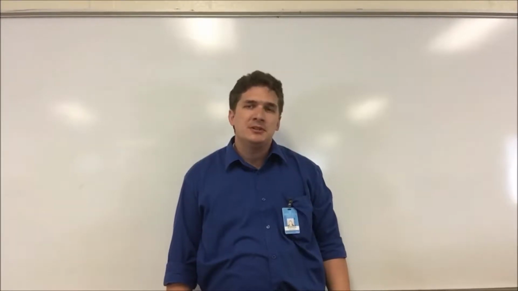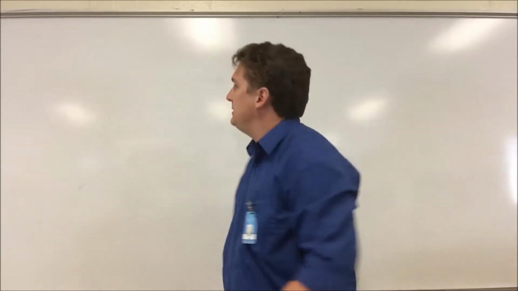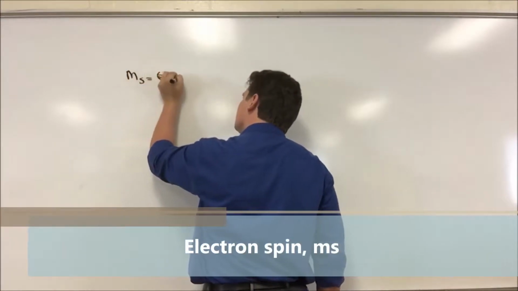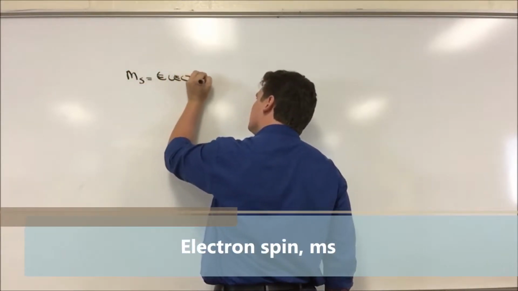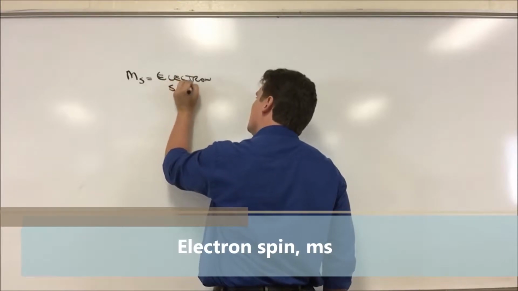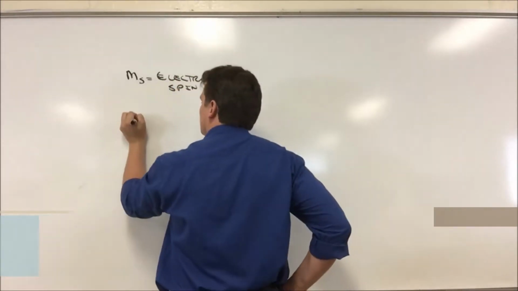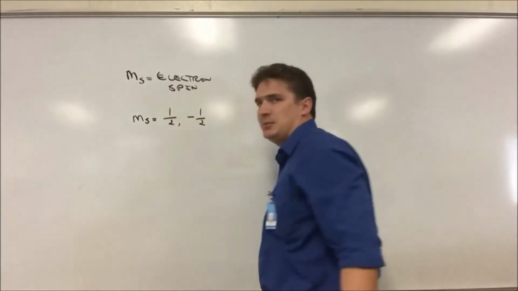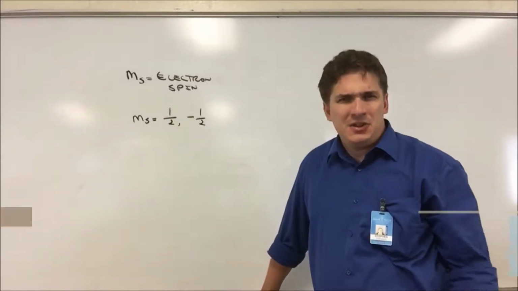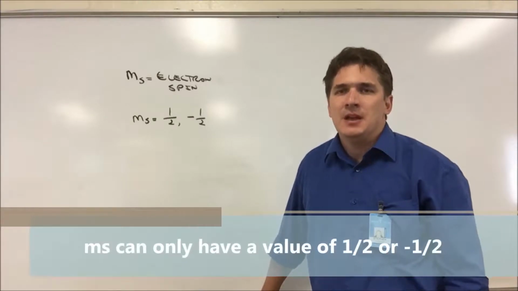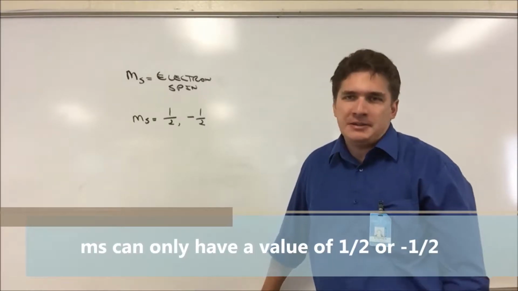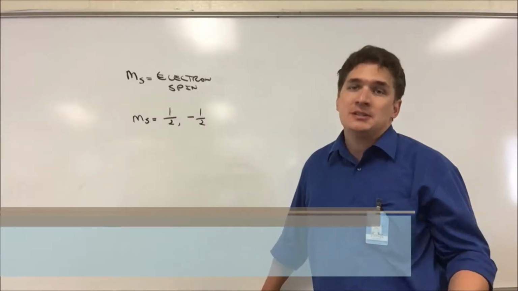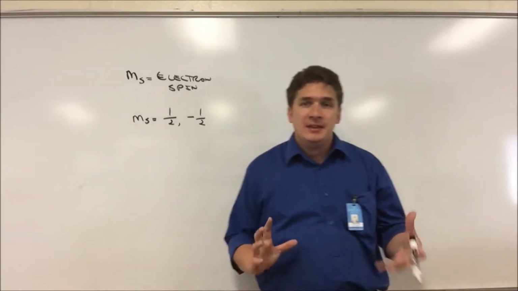Our last quantum number is going to be ms, the spin of the electron. Now ms can have only two values, 1/2 or -1/2. Now there's a long interesting history behind magnetic spin. Basically the big thing is we don't actually know what it is. We know that electrons have the property called spin, and we call it spin because it looks like angular momentum.